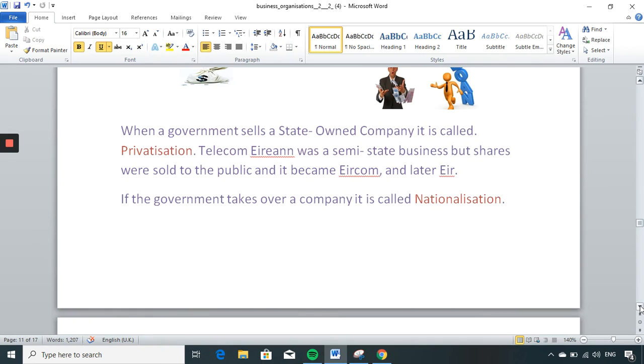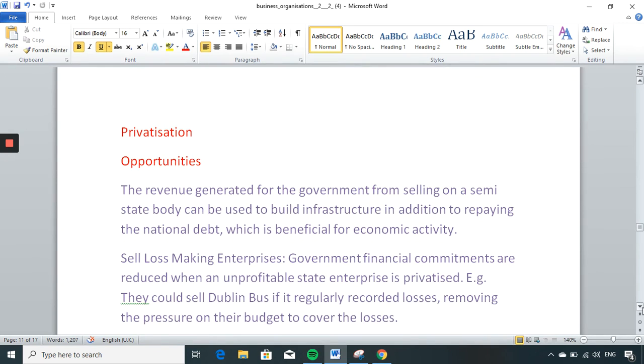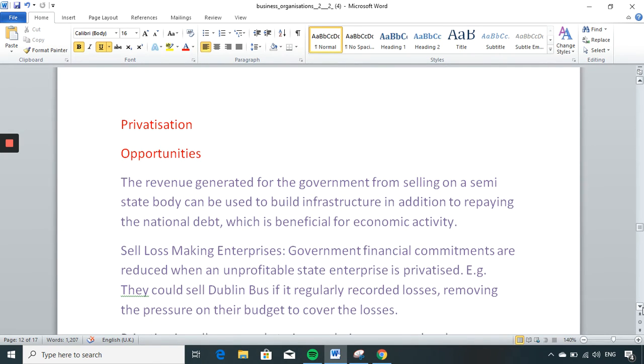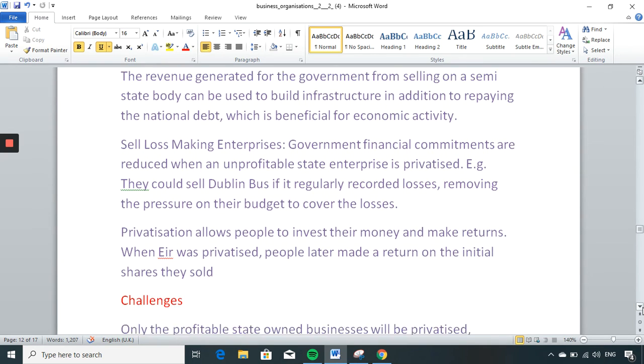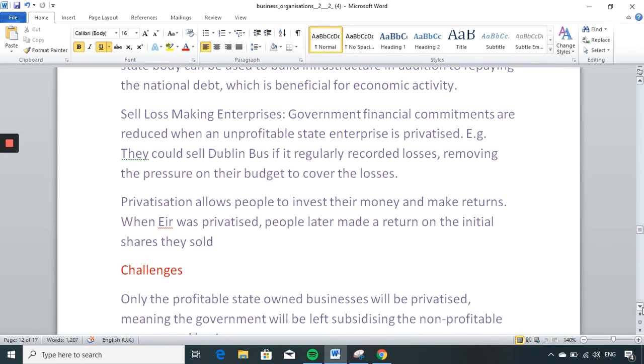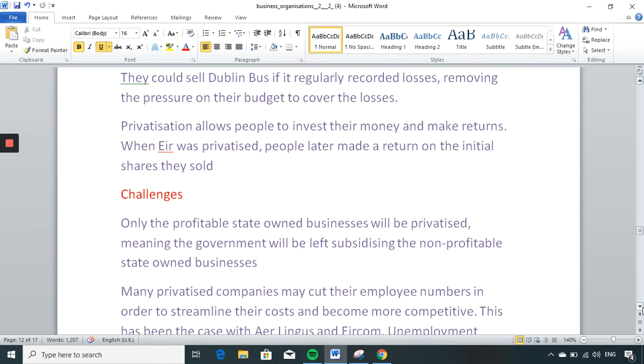I'm supposed to know now as well, when a state-owned company is sold to the private sector, we call that privatisation. And if a government takes over a company, it is called nationalisation. And a question that has come up in the exam before is the opportunities and challenges of privatisation. So just have a read of them there. You should be fairly okay with them in class. I did discuss them anyway.